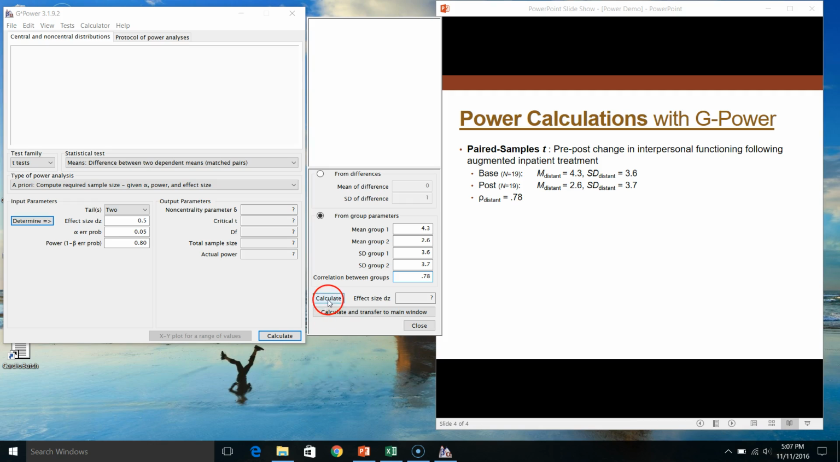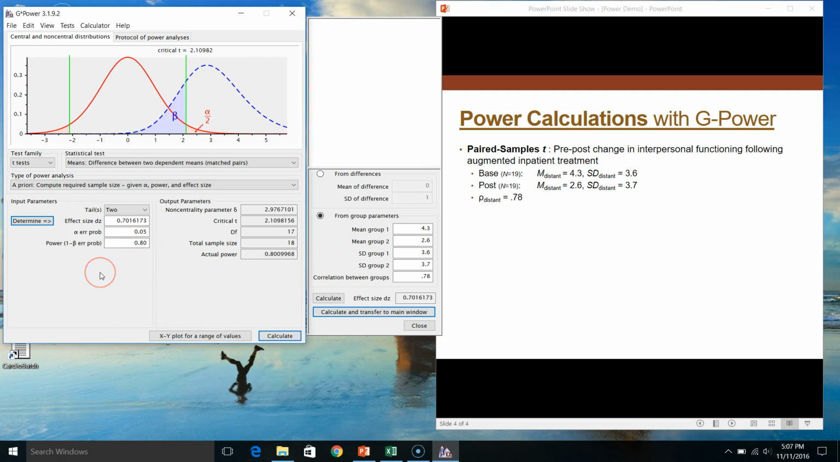Okay, and so if we go down through and we calculate our effect size, it gives us an effect of 0.70. Calculate and transfer this over. So we've got an effect size of 0.70, alpha level 0.05, power 0.80. Calculate, and for this effect that's approaching standards for a large effect, we would only need a total of 18 people in this sample pre-post to have an adequately powered test at power equal 0.80.